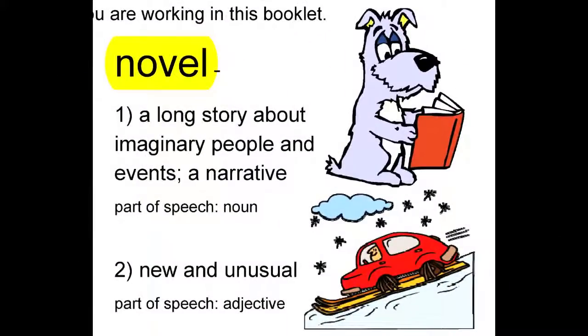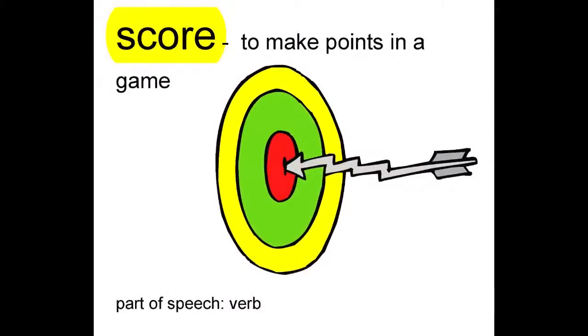Some words will have 2 different definitions with 2 different parts of speech, like this word, novel. The first definition of novel is a long story about imaginary people and events, a narrative. Part of speech for this definition is noun, since novel is a person, place, or thing. The second definition for novel is new and unusual. The part of speech for this definition is adjective, since here novel is a describing word. Score, to make points in a game. Part of speech is verb, since score is an action word.